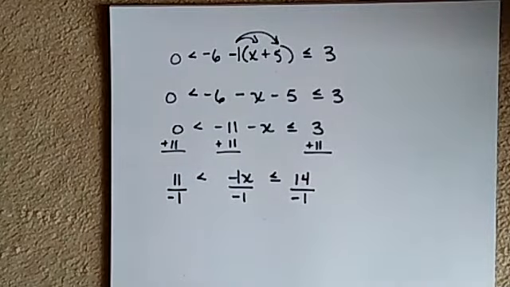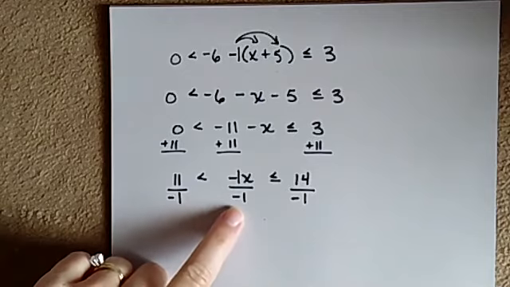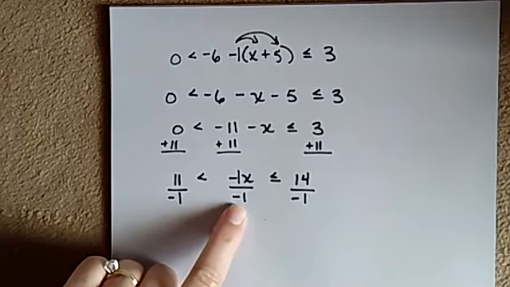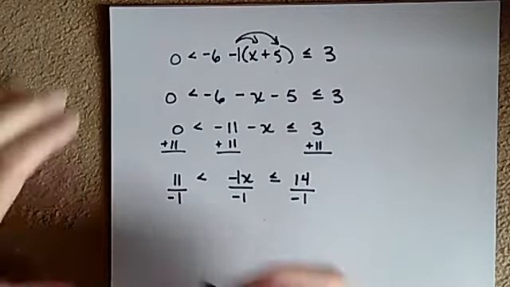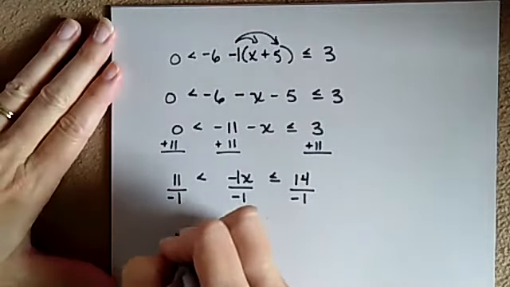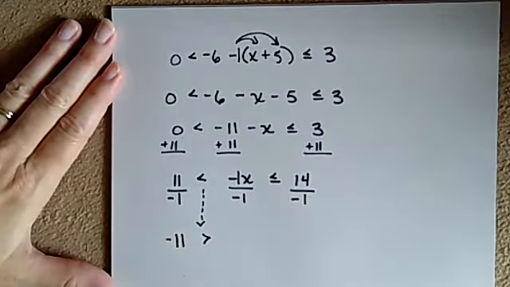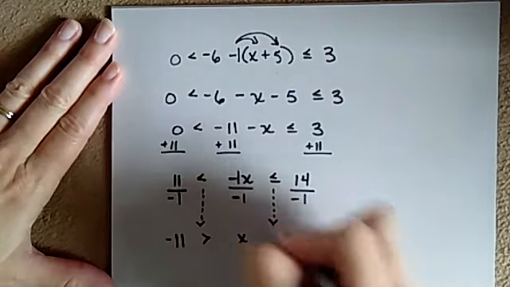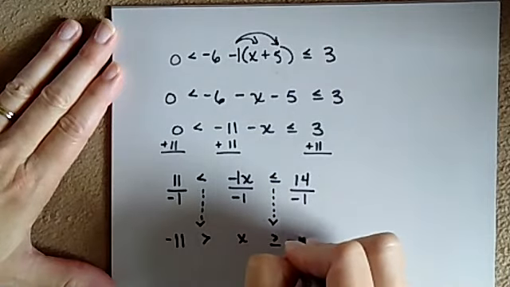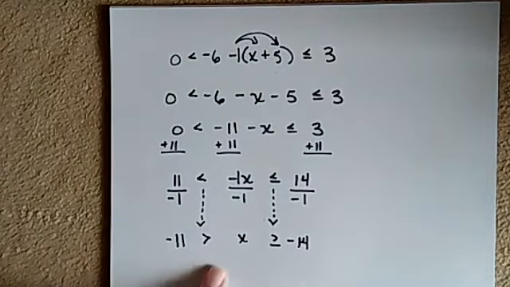Okay, so here's one of these. I wanted to include an example like this. We're having to divide by a negative number, which is perfectly fine to do. But remember, if you divide or multiply by a negative number with an inequality, you have to change the direction of the sign. And same thing with that one. All right, this is my answer.